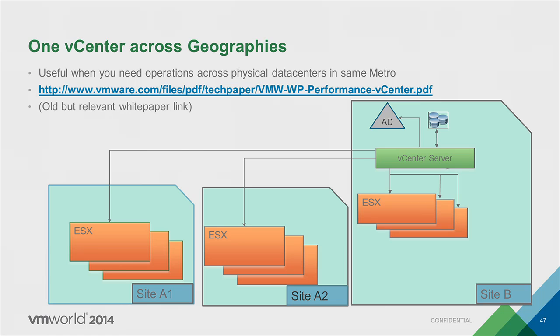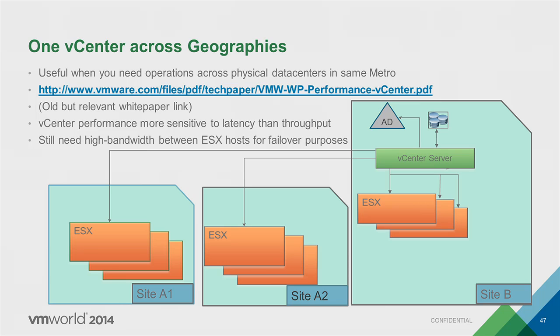To summarize the white paper in one sentence, I would say that vCenter's performance is more sensitive to latency of the link than it is to the throughput of the link. In other words, if you made the link twice as slow, that would be much worse than reducing the bandwidth available on that link. And the white paper gives a number of good examples for that, okay? So, I will say that for the ESX hosts themselves, for your hypervisors, of course, within a geography, you still want them to have high bandwidth so you can have good failover and vMotion, etc.